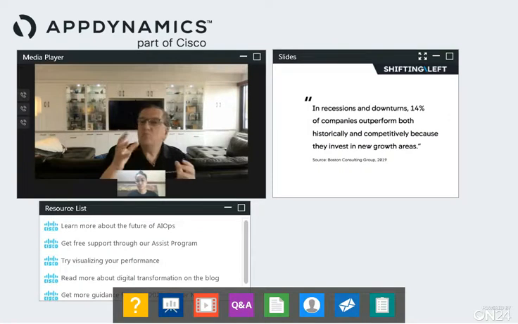And what we know about these sorts of crises is that we're looking now at the BCG information, the Boston Consulting Group. They identified the companies that perform both historically and competitively better. 14% of them is because they invest in new growth areas. And that is the change in the three categories that we're talking about here.